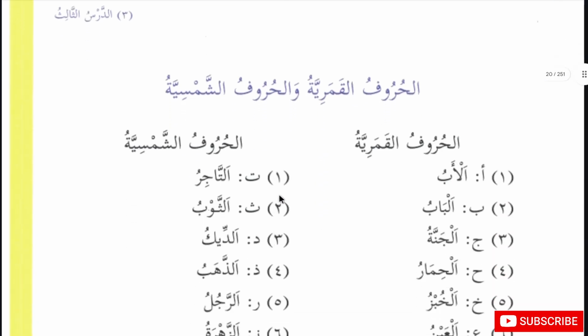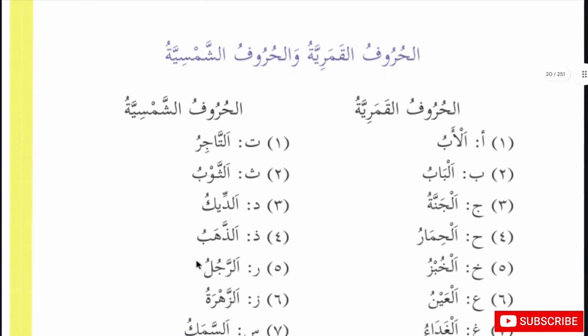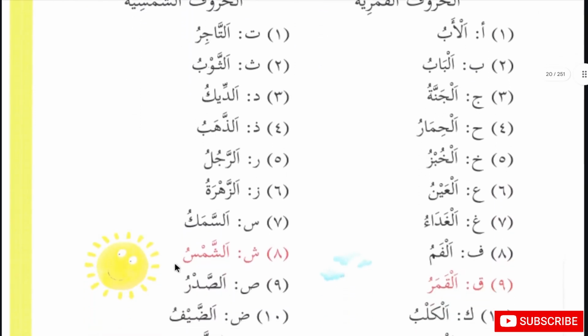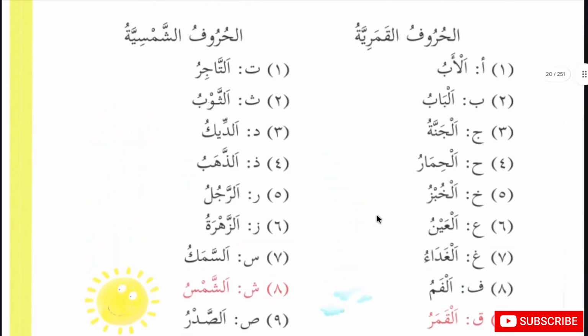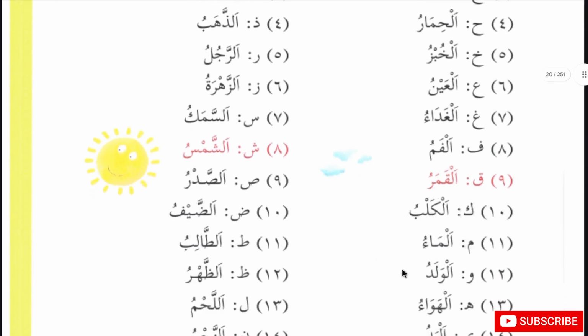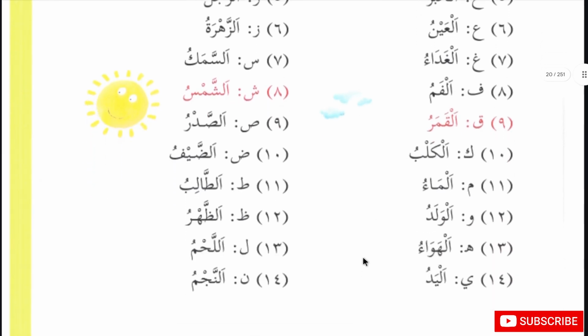Now this lesson will cover the huruf al-qamariya wal huruf al-shamsiya, the moon and the sun letters. Basically, for the Shamsiya letters, for example at-tajir, you don't say al-tajir, so the alif lam and the ta are connected. Al-thawb, al-dik, al-dhahab, al-rajul, al-zahra, al-samak, al-shams, al-sadr, al-daif, al-talib, al-zahar, al-laham, al-najam. And then all these are the Qamari letters that don't join. Al-ab, al-bab, al-jannah, al-himar, al-khubs, al-ain, al-ghada, al-fam, al-qamar, al-kalb, al-ma, al-walad, al-hawa, al-yad.